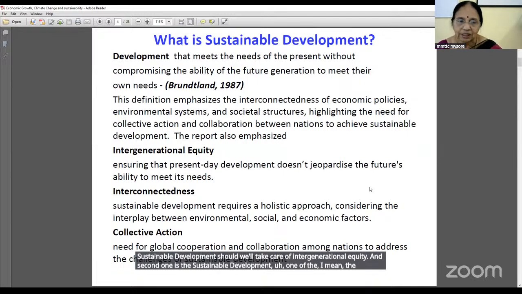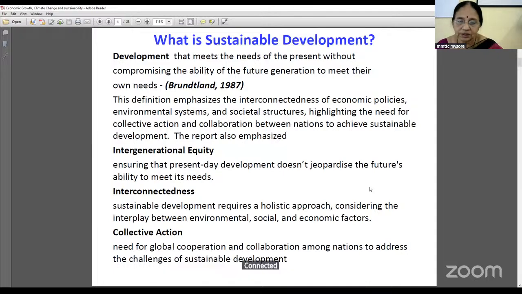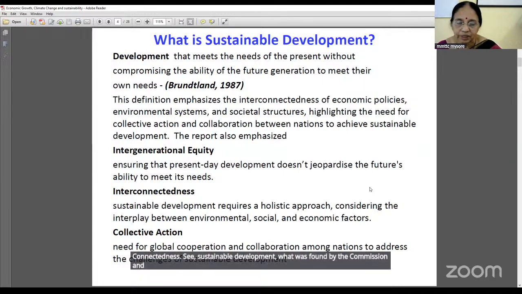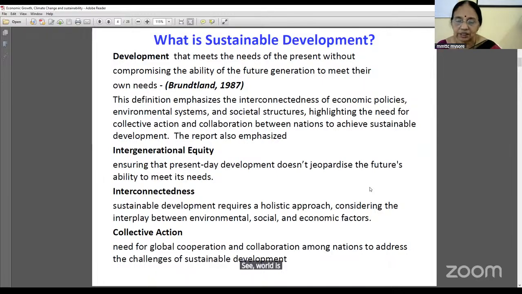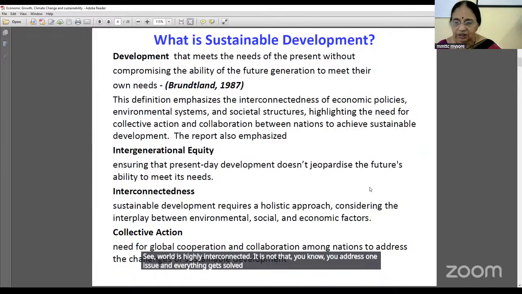The emphasis is on interconnectedness. See, sustainable development, what was found by the Brundtland Commission and other members, is that sustainable development happens only through interconnectedness. The world is highly interconnected. It is not that you address one issue and everything gets solved. It is not like that. When you address one issue, it is likely to have a negative impact on another issue. So everything is interconnected, for example health, education, and empowerment.